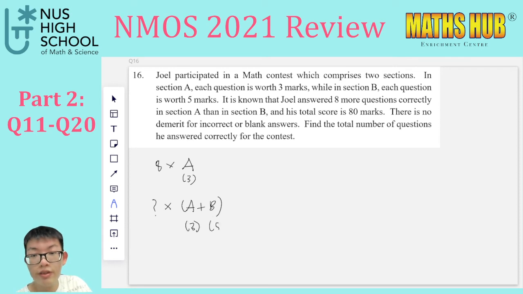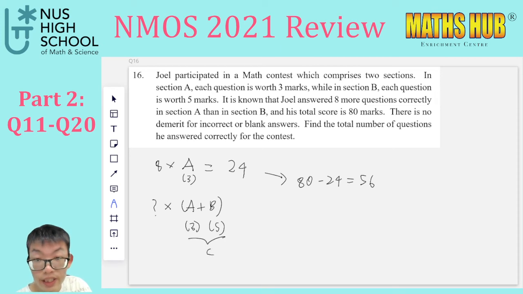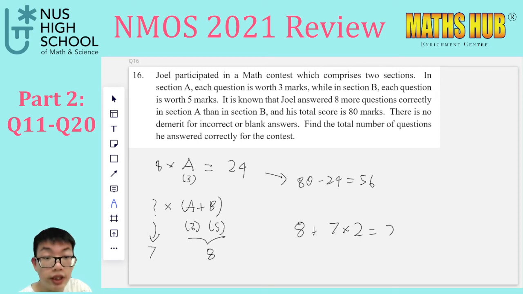Okay, so 8 of the questions in section A are worth 8 times 3, which is 24 marks. So 80 minus 24 means there are 56 marks left that he got from these pairs. Now 3 plus 5 is 8, and so 56 divided by 8 should be 7. That means there were 7 pairs of questions A and B that he managed to get. And so if we are asked how many he got correct, it would be 8 plus 7 pairs, which is 22 questions.